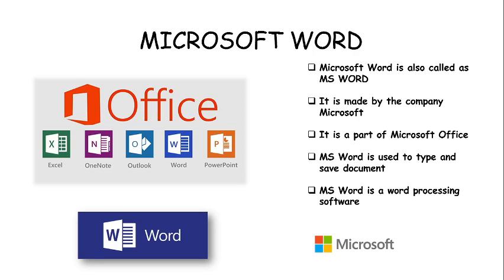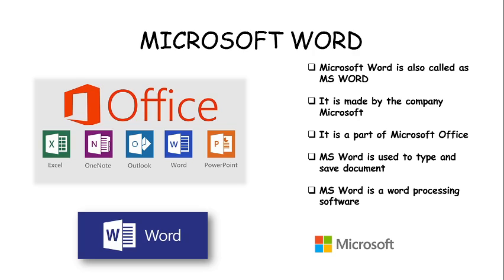What is Microsoft Word? It is a software which is used to type and save a document in your computer. It was made by the company called Microsoft. Microsoft Word is a part of Microsoft Office. There is a group of software called Microsoft Office, and so Microsoft Word is a part of Microsoft Office.